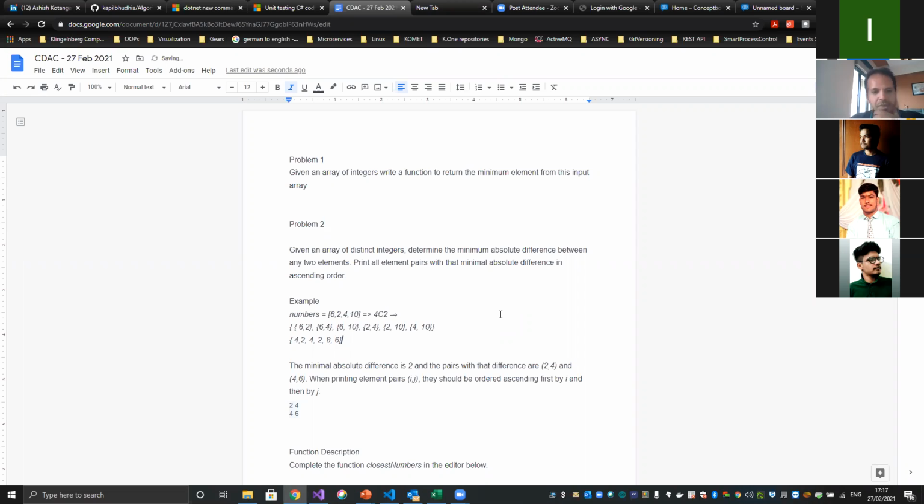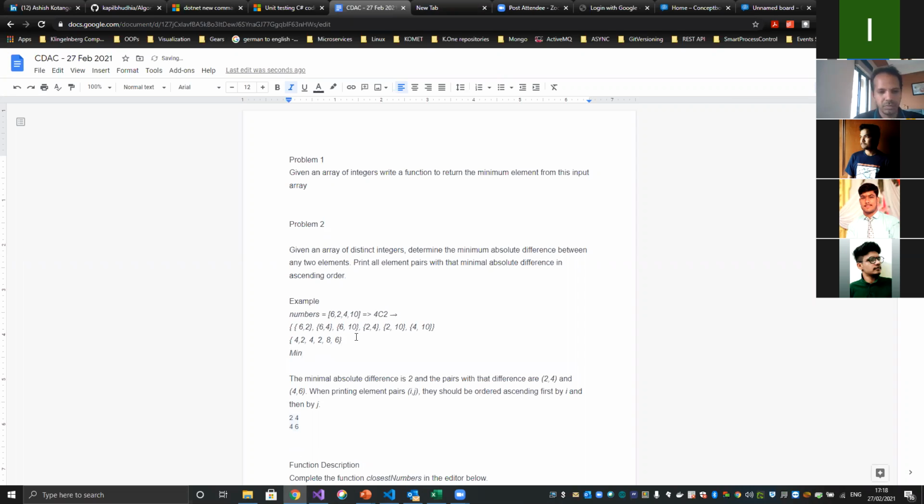Perfect. Right now, we want to look at the minimum absolute difference. So the minimum absolute difference out of this, 4, 2, 4, 2, 8, 6, means 2 is the minimum absolute difference, right? So the minimum is 2. Everyone agrees with me? Perfect.